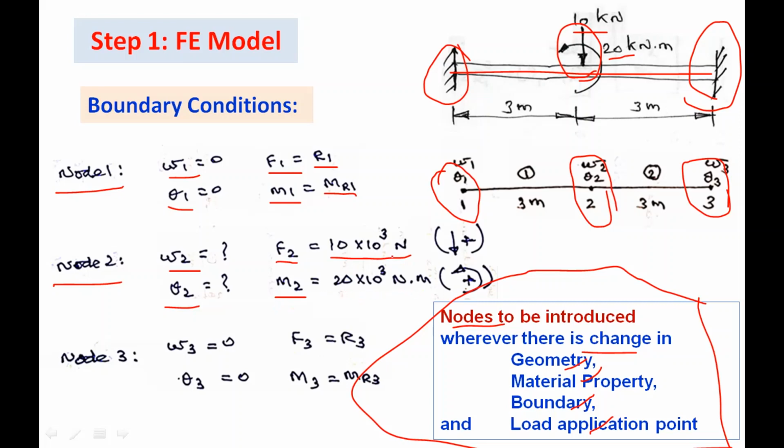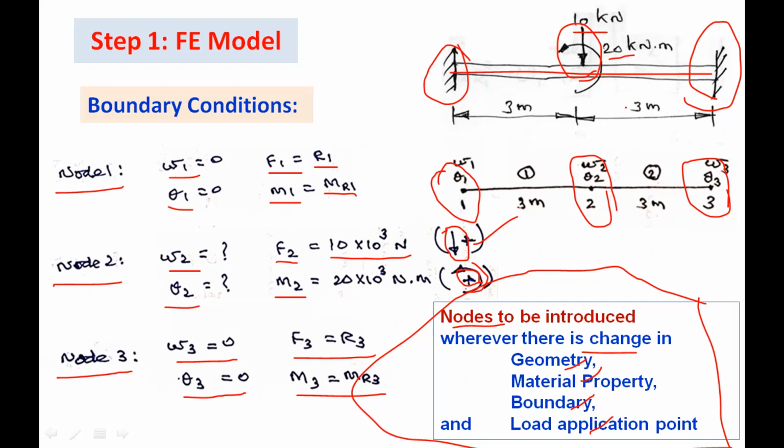F2 is 10 kilonewton, so 10 into 10 power 3 Newton, and M2 is 20 kilonewton meter, 20 into 10 power 3 Newton meter. Here both the external forces and the moments are considered positive for easy understanding. The vertically downward force is considered positive and the counterclockwise moment is considered positive. That sign convention we are going to follow. At node 3, this is also a fixed end, so displacement 0, slope 0. We have a reaction force and a reaction moment.